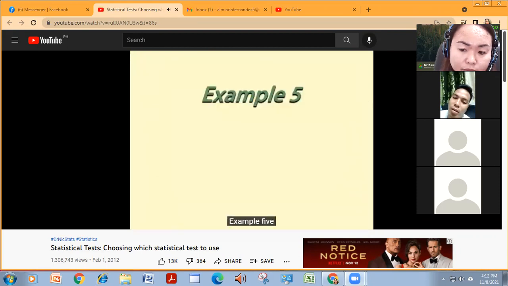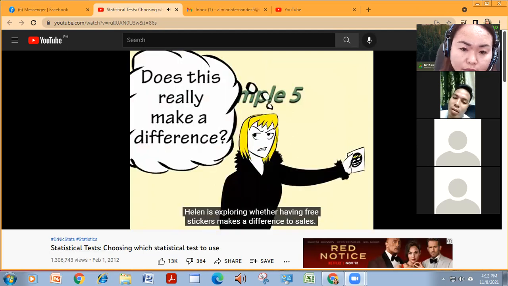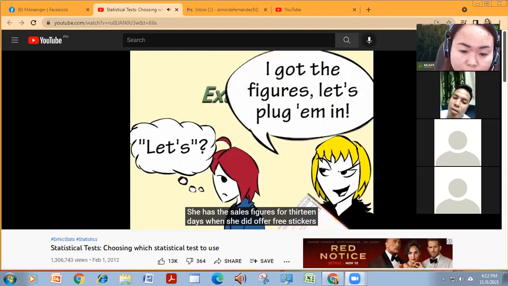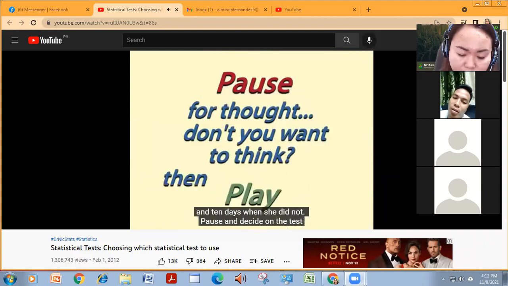Example 5. Do stickers help sales? Helen is exploring whether having free stickers makes a difference to sales. She has the sales figures for 13 days when she did offer free stickers and 10 days when she did not. Pause and decide on the test.